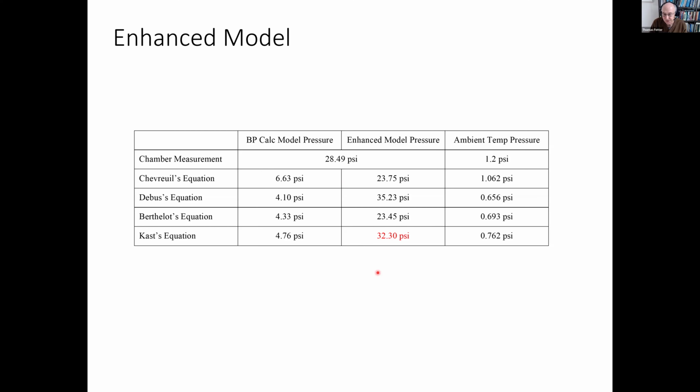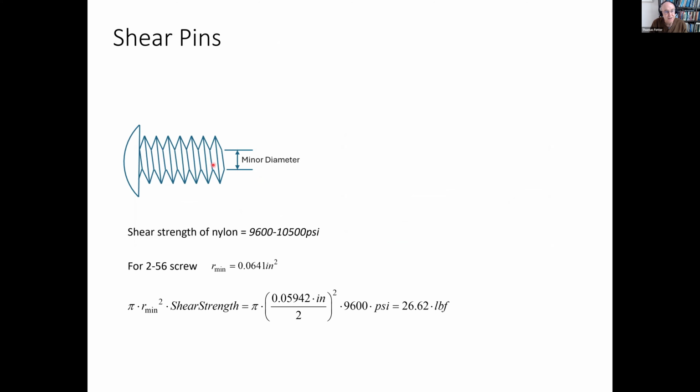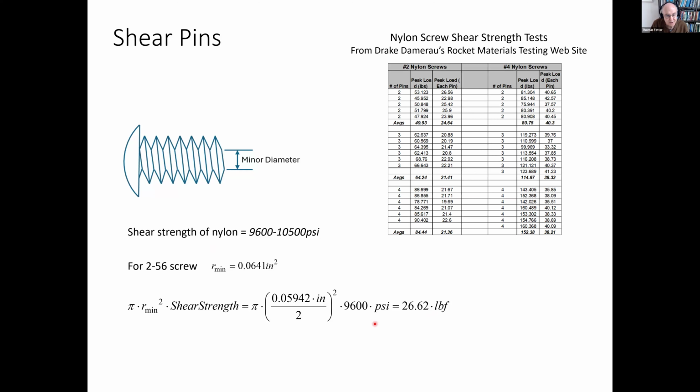We need a test fixture that more closely resembles a rocket. And that test fixture will include the shear pins because they're going to determine the force that needs to be generated by the black powder to deploy the parachute. So we need to calculate the shear strength of the shear pins. To do that, we use the shear strength of the material, which is available on any materials website, in this case, nylon. Then multiply that by the cross-sectional area at the minimum diameter of the screw. And that gives us the shear force needed to shear the shear pin. And the number that we get from that calculation agrees very closely with the test results for shear pin strength from Damerou's extensive rocket materials testing website.